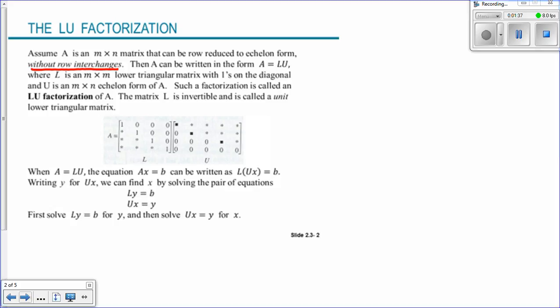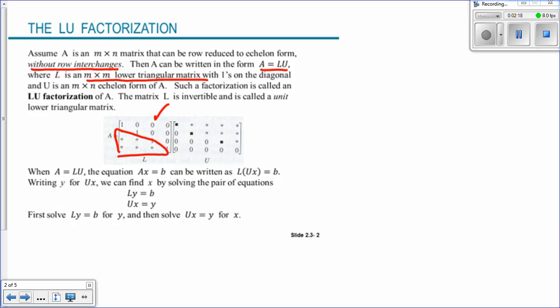So then A can be written as L times U, where L is an M by M lower triangular matrix. That means that the only non-zero terms are down in this lower triangle below the main diagonal, and up in the upper triangle it's all zero. So lower triangular means the non-zero entries are in the bottom triangle below the main diagonal. U will be an M by N matrix that's in echelon form for A. Okay, so L will be a square matrix, M by M. U will be M by N, where A was an M by N matrix to begin with. So this factorization is called an LU factorization.